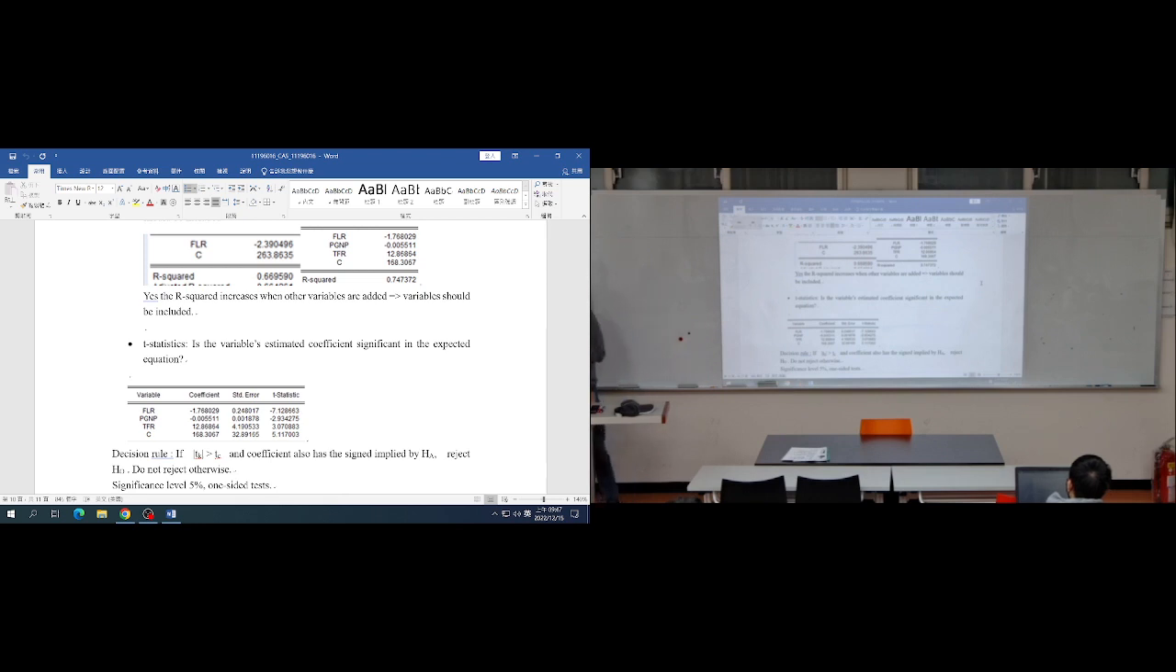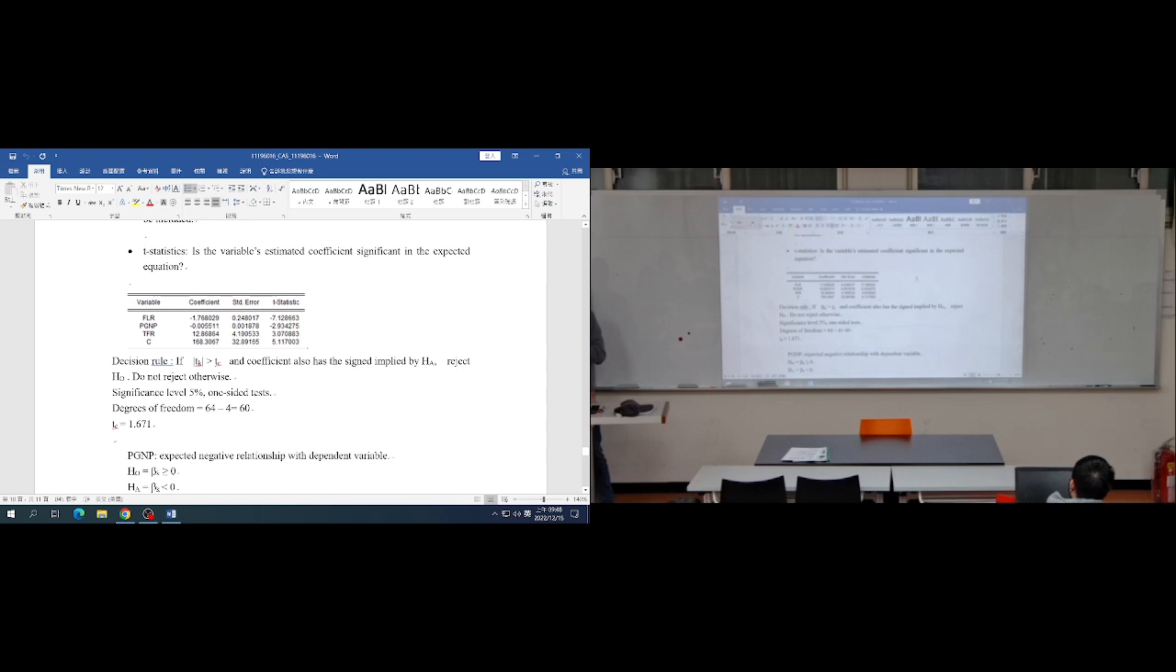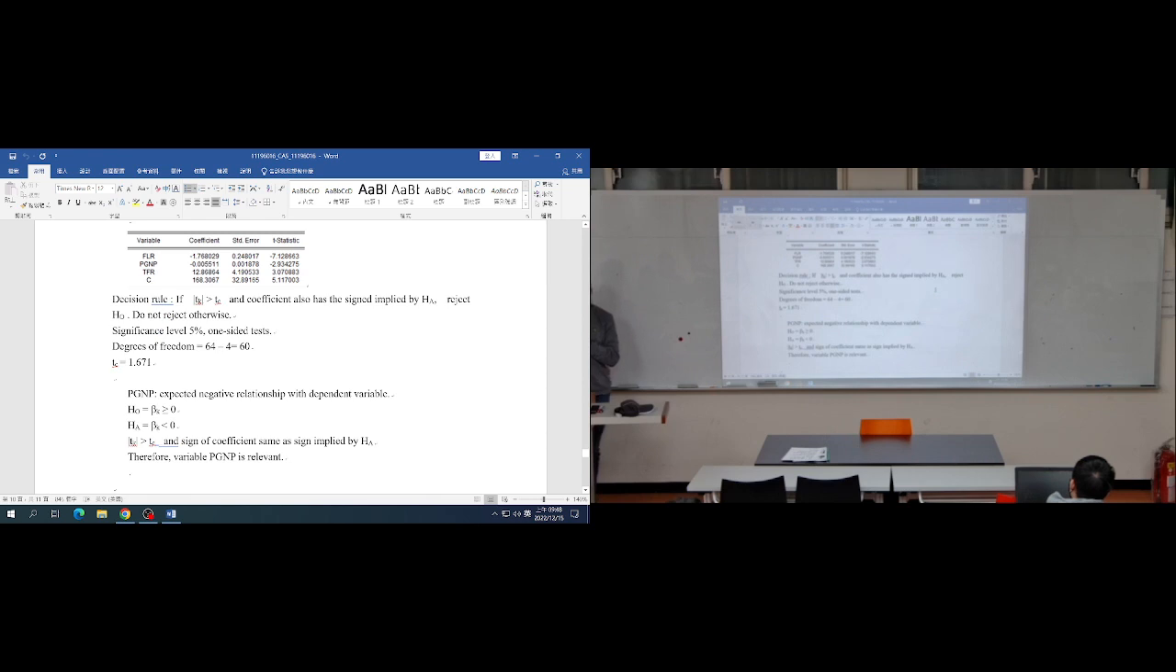Okay. So here you see the R squared actually increases from the two models, and what happens is when the R squared increases when other variables are added, the variables should be included. That's the first sign that our variables are relevant. Then the t-statistics. Is the variable's estimated coefficient significant in the expected equation? So I did a decision rule. I'm not sure it was exactly what I should have done, but I did it.